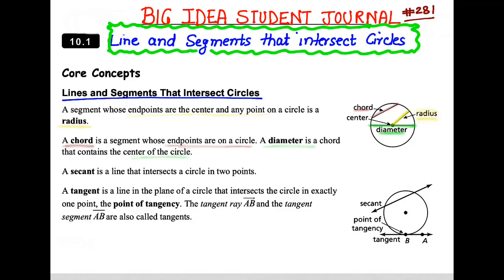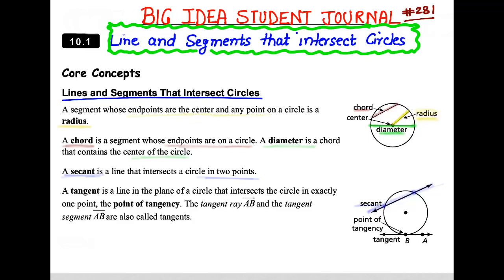Then secant. What is a secant? A secant is a line that intersects the circle in 2 points. So whenever you see a secant, it's not just a chord. You will see an intersection point here at the bottom. They just cross it. It slices the circle, and it can pass through any section of the circle.